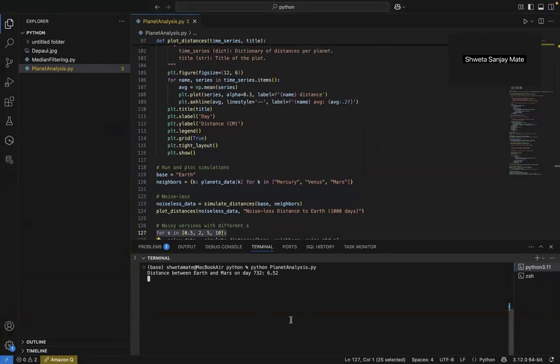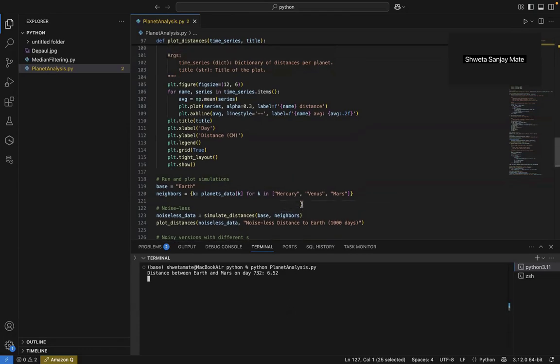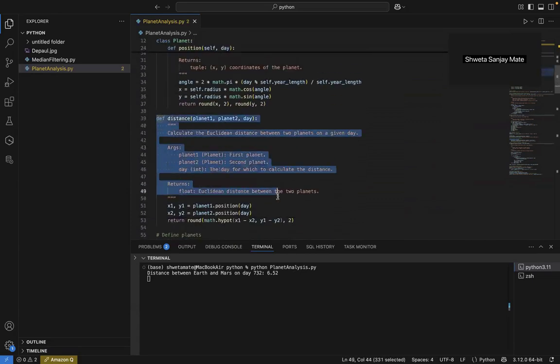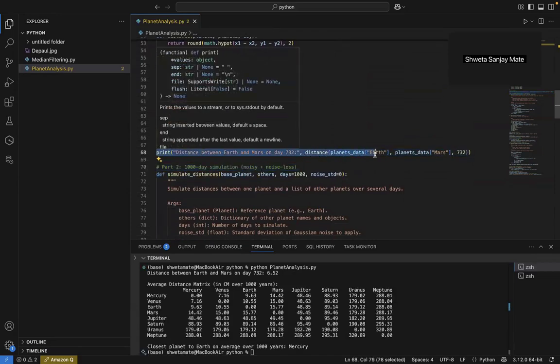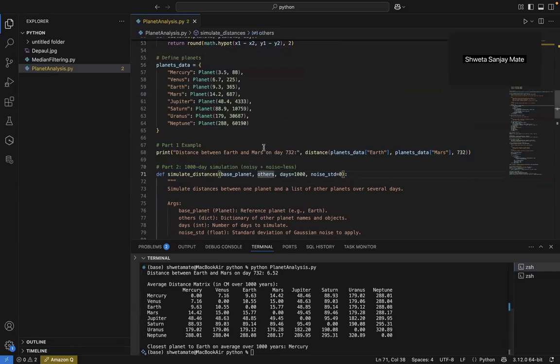Until we get further output, I'll explain the question first, which is the distance between Earth and Mars on day 732. I have already created a function called distance, which calculates the Euclidean distance between any two planets using their orbital position. The code for the distance is written over here. This is the function I created, and you can see the output that I have printed, which prints the distance between Earth and Mars on day 732, which is 6.52 million miles.